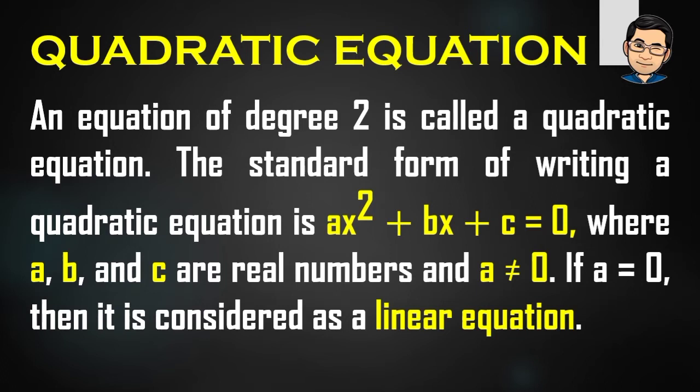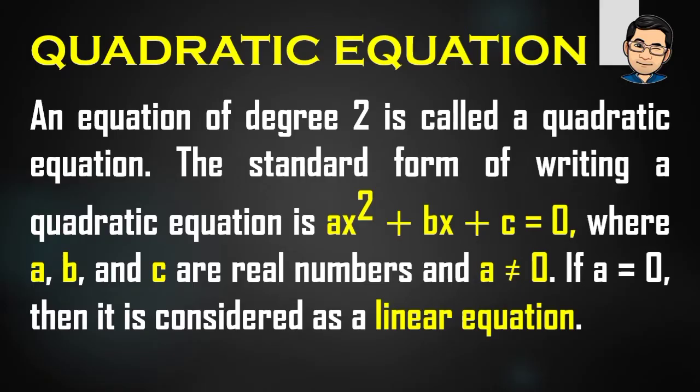And then, the standard form of writing a quadratic equation is ax squared plus bx plus c equals 0, where a, b, and c are real numbers and a is not equal to 0. So, bakit kailangan ng a not equal to 0? It's because kapag nag-equal siya sa 0, that is considered as linear equation. So, mawawala na kasi yung value ng ax squared nun. So, ang lilitaw na lang nun is bx plus c equals 0 na lang.